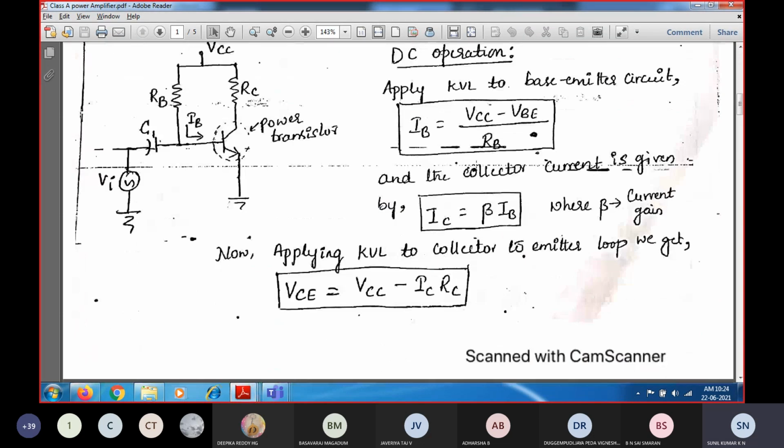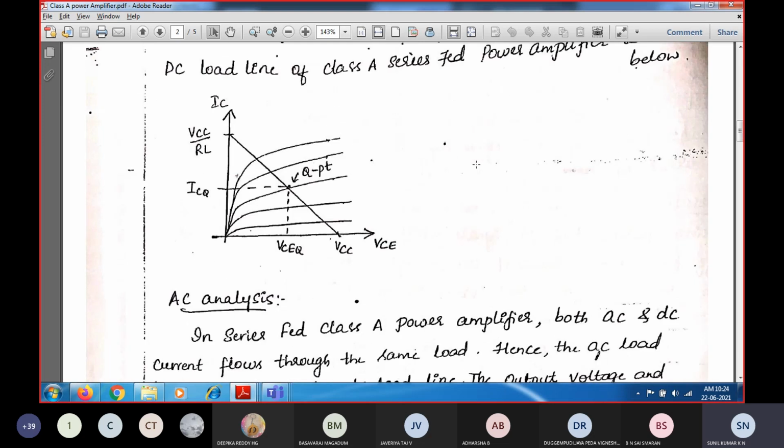In order to understand the operating angle, we have to go through the output voltage and current characteristics. This is the output curves which you are going to get, and this is the Q point for a class A amplifier. For the class B amplifier, where are you going to select the Q point? The class B amplifier Q point is selected at the cutoff point. So this is the cutoff region for the BJT.